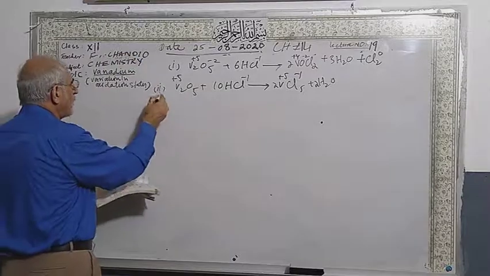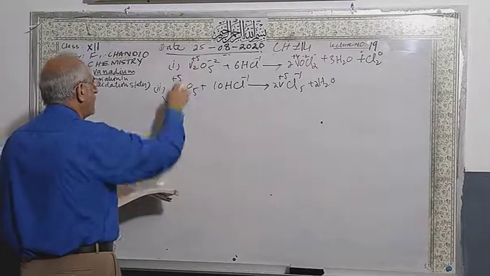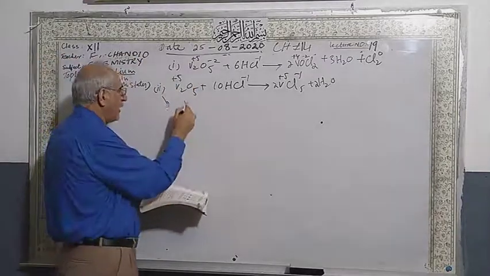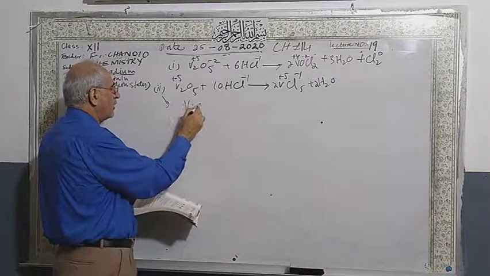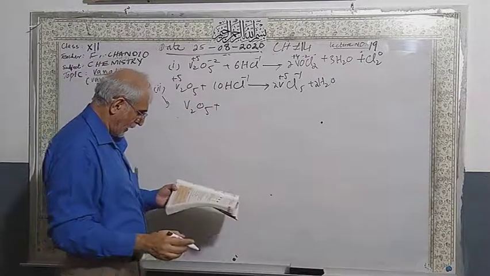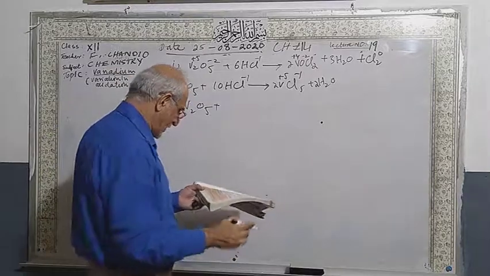So number 2 chemical reaction, this is a part of this one. Number 2 chemical reaction is vanadium pentoxide when it reacts with nitric acid.